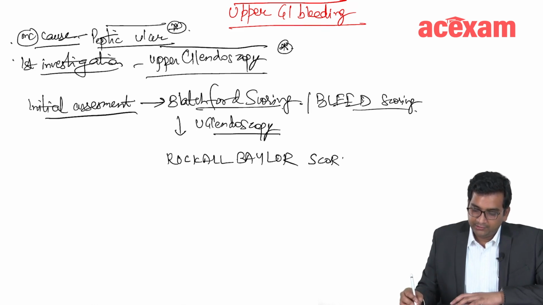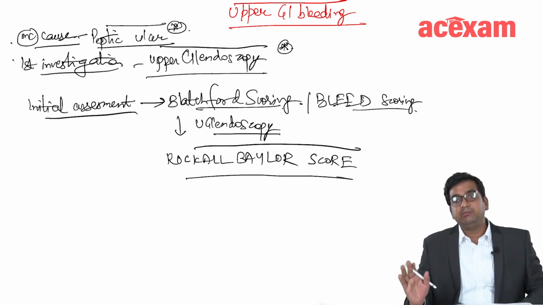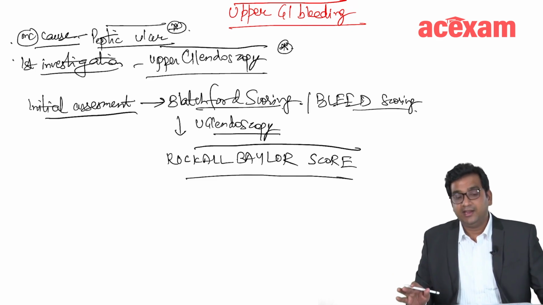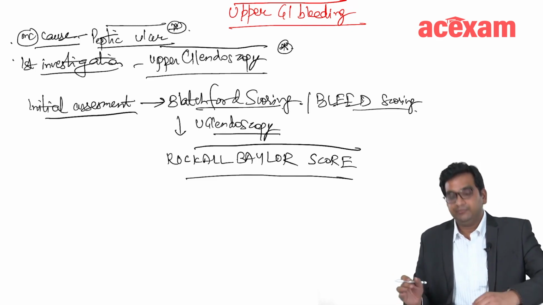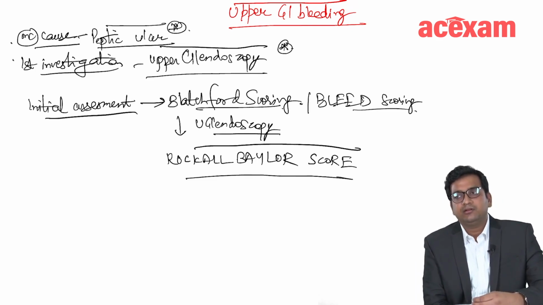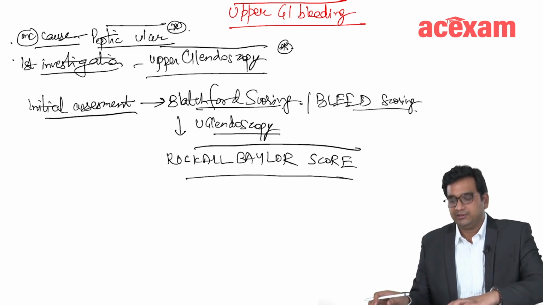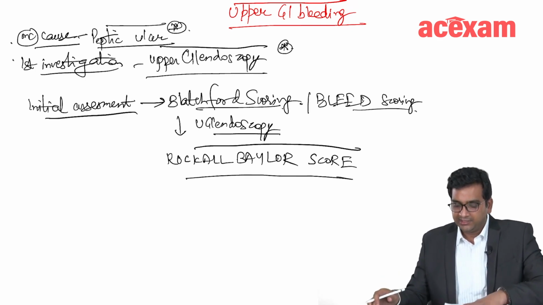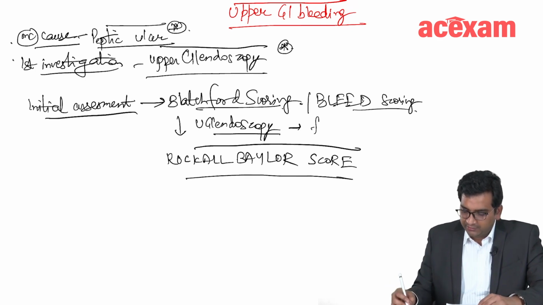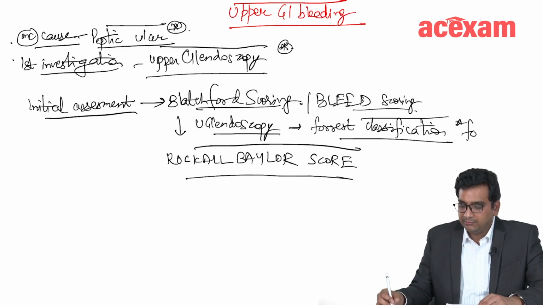Okay, this is very important to understand. Initially, when the patient is coming to you, you will first either do a Blatchford scoring or a bleed scoring, and after that we will do the upper GI endoscopy, and after this upper GI endoscopy we will go for calculation of the Rockall-Baylor score for prognostication. And on the basis of this upper GI endoscopy, we will calculate a Forrest classification which will predict rebleeding. Okay, Forrest classification for rebleeding.